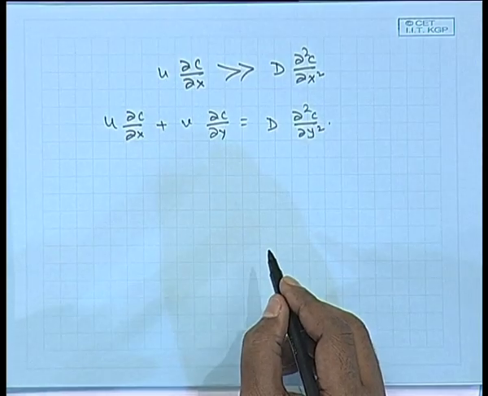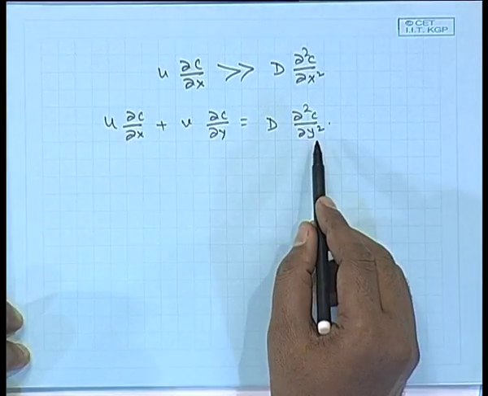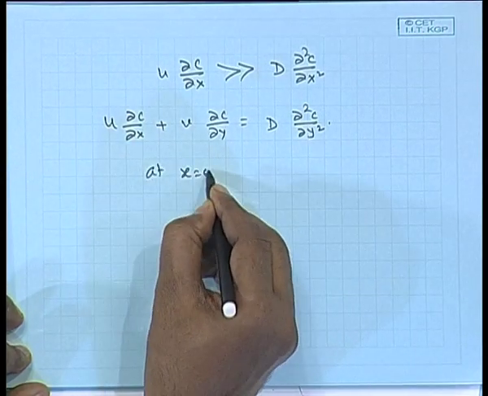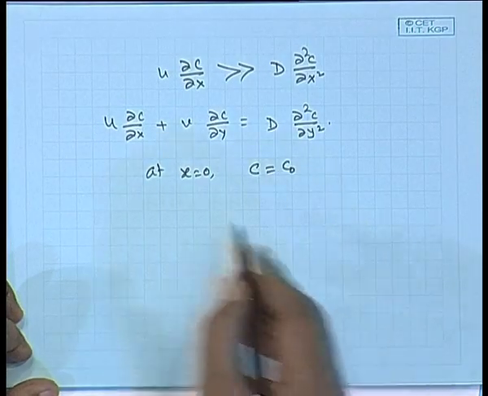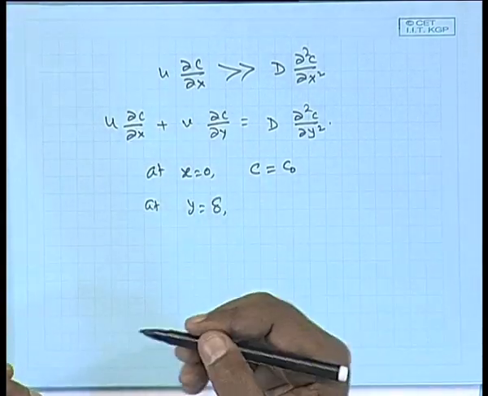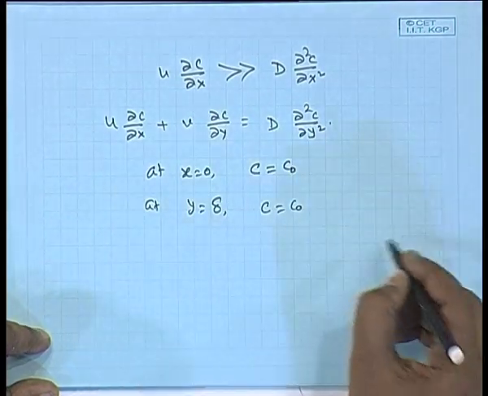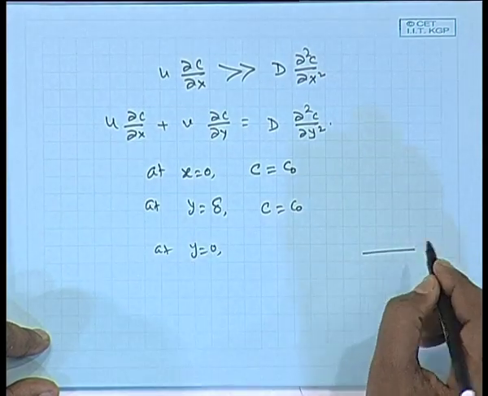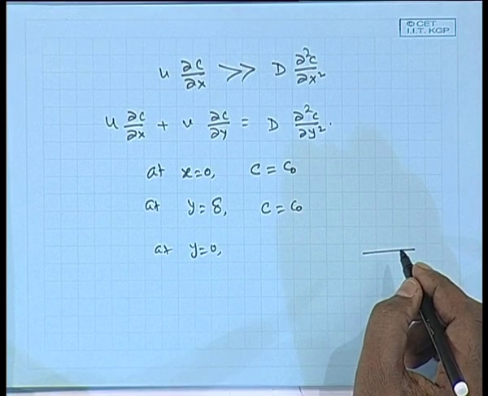Now, for the solution of this problem, you require one condition on x and two boundary conditions on y, right. The condition on x will be at x equal to 0, you are having the feed concentration C is equal to C naught. At y is equal to delta, at the edge of the concentration boundary layer, C is equal to C naught. And at the membrane at y equal to 0, at the steady state all the fluxes towards the membrane will be equal to 0, right.